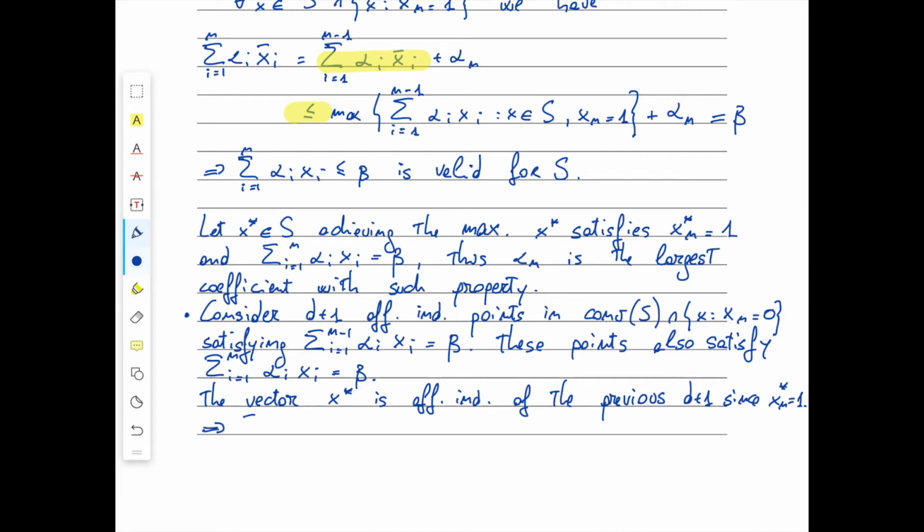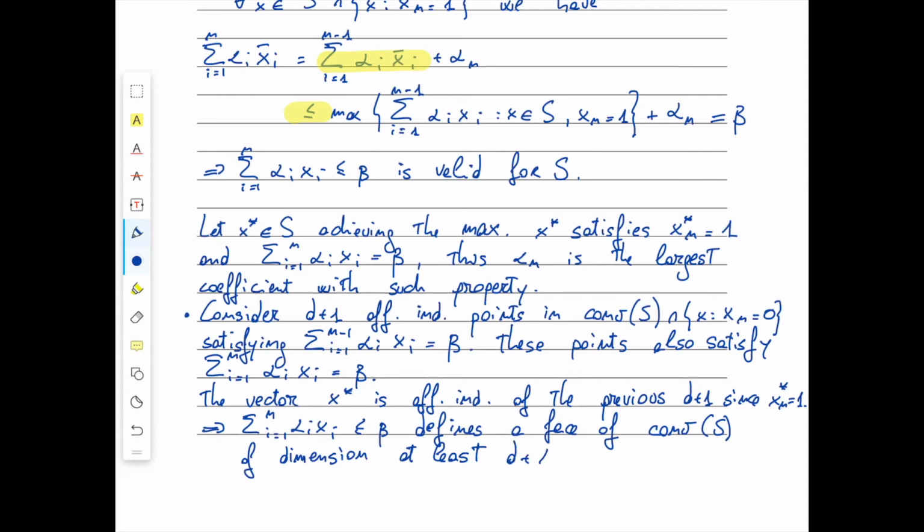Therefore, the sum for i equal 1 until n of alpha i xi less than or equal to beta defines a face of conv S of dimension at least d plus 1. And that's it. We've proven everything the proposition said. Let's get back to the slides.